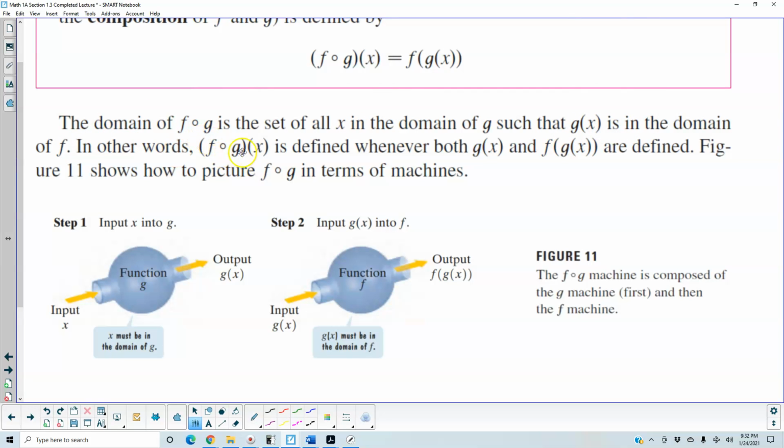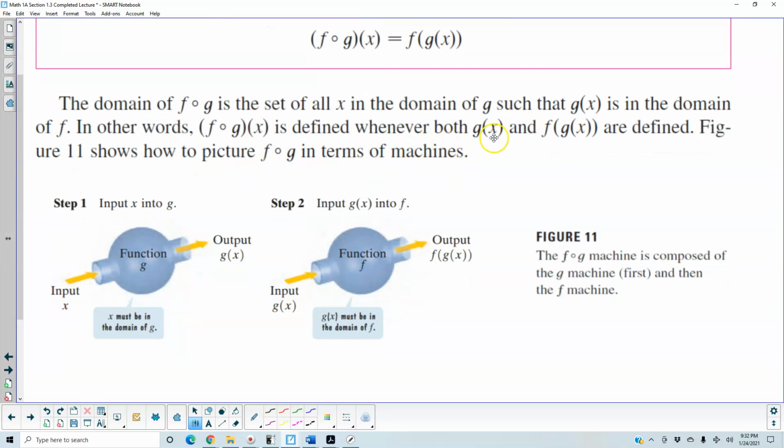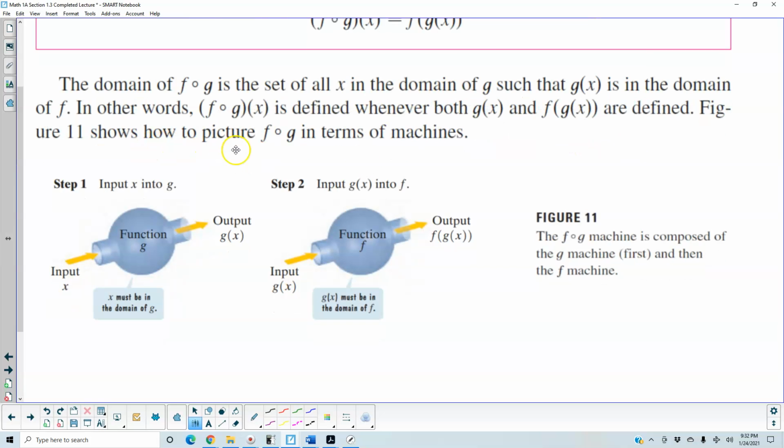So in other words, f composite g of x is defined whenever both g of x and f of g of x are defined. Figure 11 shows how to picture f composite g in terms of machines. So the f composite g machine is composed of the g machine first and then the f machine. So step 1, you input x into the function g. So x must be in a domain of g, and then the output you get g of x. And now in step 2, you're going to input g of x into the function f to get the output f of g of x. And now g of x must be in a domain of f.